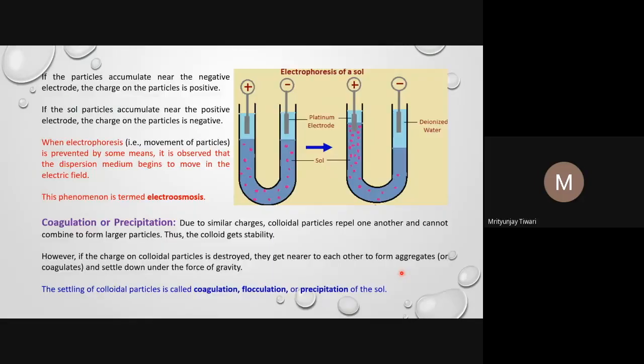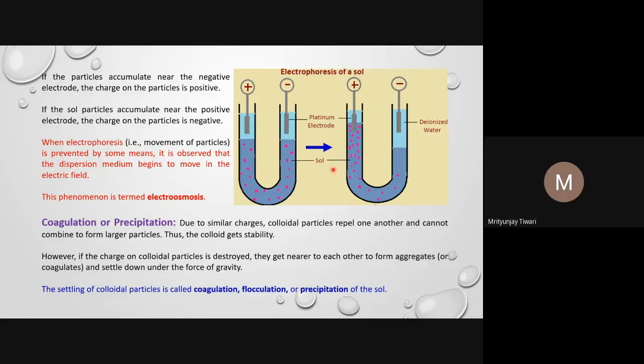And this is how we find out the charge on the colloidal particles. Then what we see, by certain means, if you stop the movement of the colloidal particles under the electric field, the dispersion medium moves, it shifts, and that movement of the dispersion medium is termed electroosmosis.